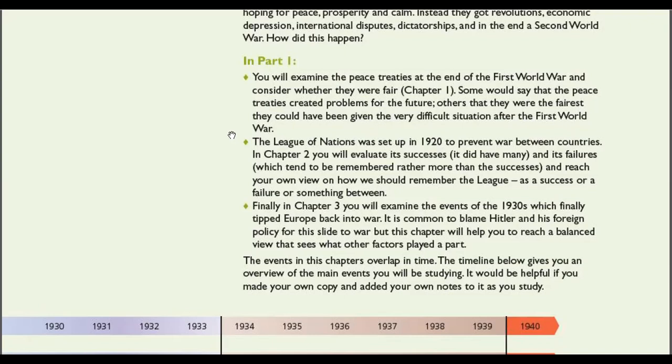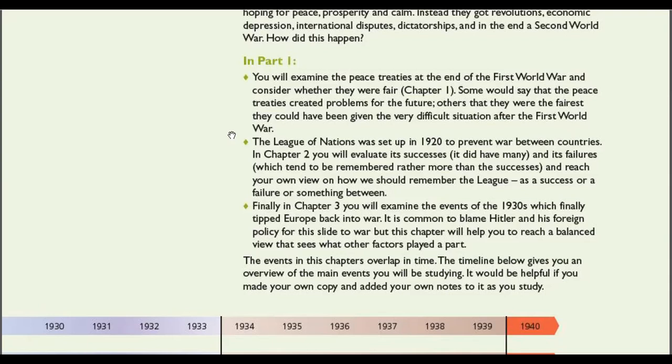Then in chapter 2, we describe the League of Nations set up in 1920 to prevent war between countries. But in the end, the League failed because there was a Second World War.